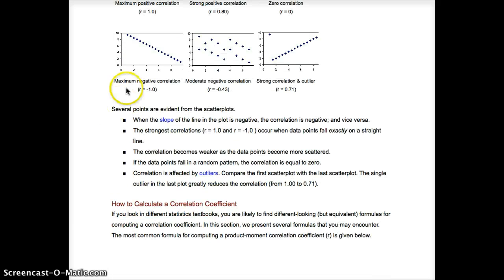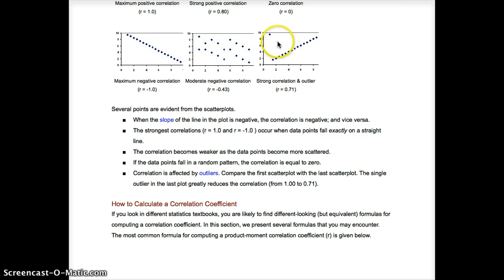The three graphs below those show negative correlations. So the graph on the left is a perfectly linear negative correlation with an R value of -1, showing that as one variable increases, the other variable decreases. The middle graph in this series shows that we have a moderately negative correlation. There is a linear relationship here, but it's not a strong linear relationship.